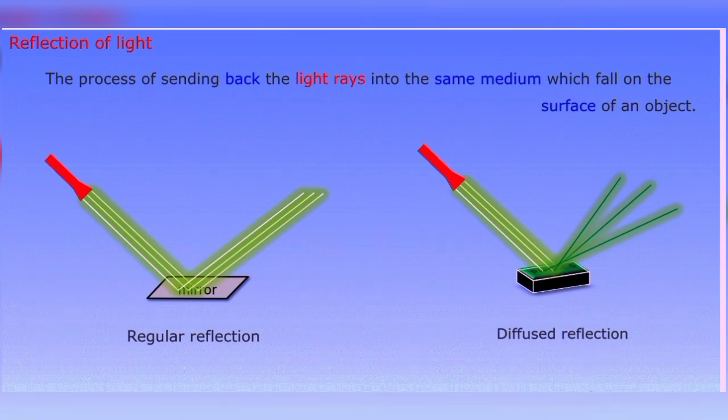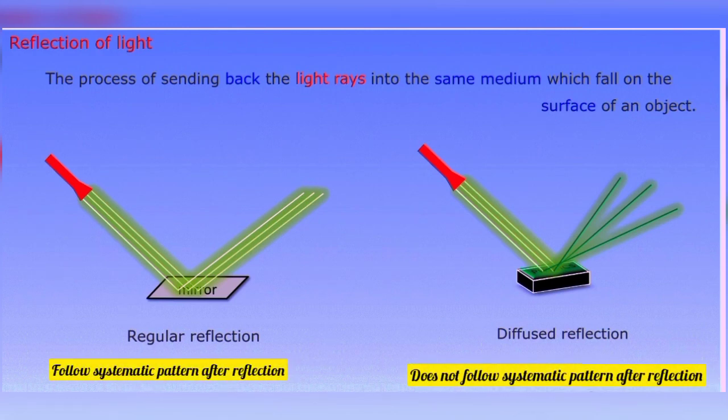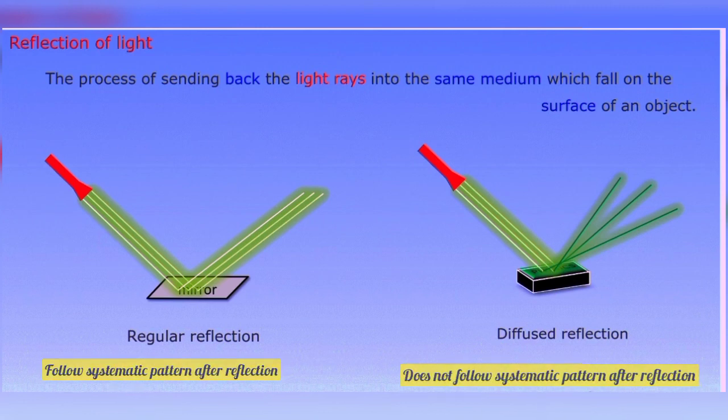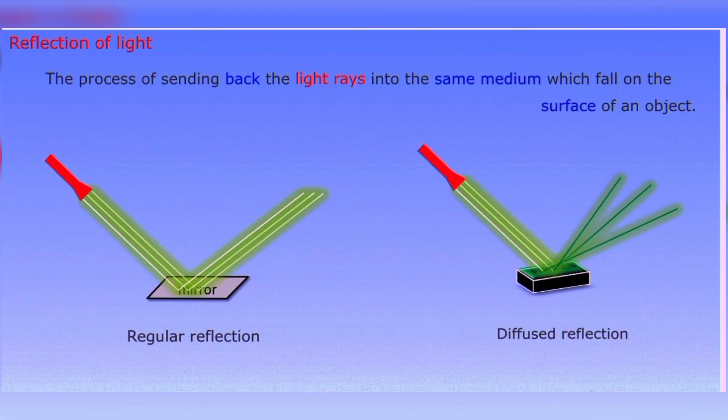There are two types of reflection. First is regular reflection and second one is diffused reflection. When a parallel beam of light falls on a smooth and highly polished surface, then the reflected beam is also parallel and directed in a fixed direction. Such reflection of light is called regular reflection. From figure first, we can see that the rays of light follow a systematic pattern after reflection. That is regular reflection. Basically, this type of reflection is used in searchlights and automobile headlights.